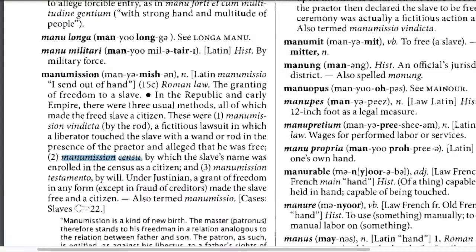Manumissio censu, by which the slave's name was enrolled in the census as a citizen. Wow, you get listed as a citizen and you're freed by that. You can point to your name on a list. I'm free. And then manumissio testamento, by will. Under Justinian, a grant of freedom in any form except in fraud of creditors made the slave free and a citizen, also termed manumissio.